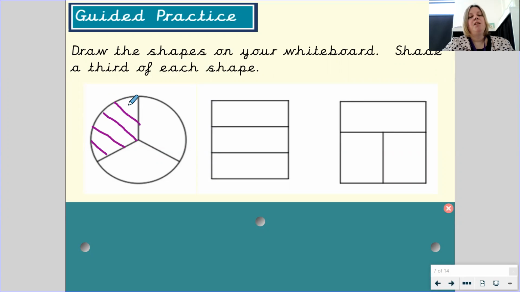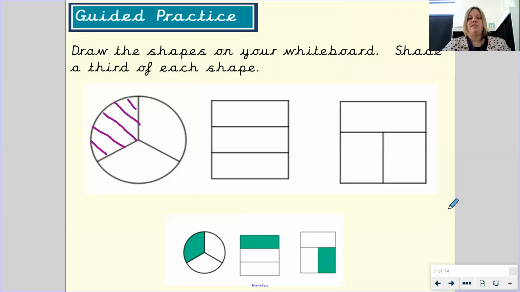Pause your video, draw the other 2 shapes and draw 1 third. Let's check our answers. You may have coloured in a different third, but as long as you have 1 part shaded, you have still shown a third.